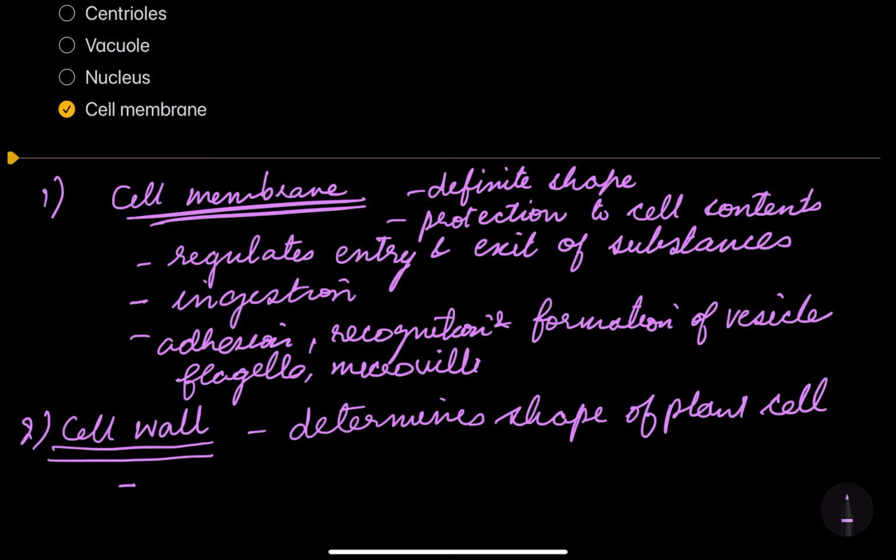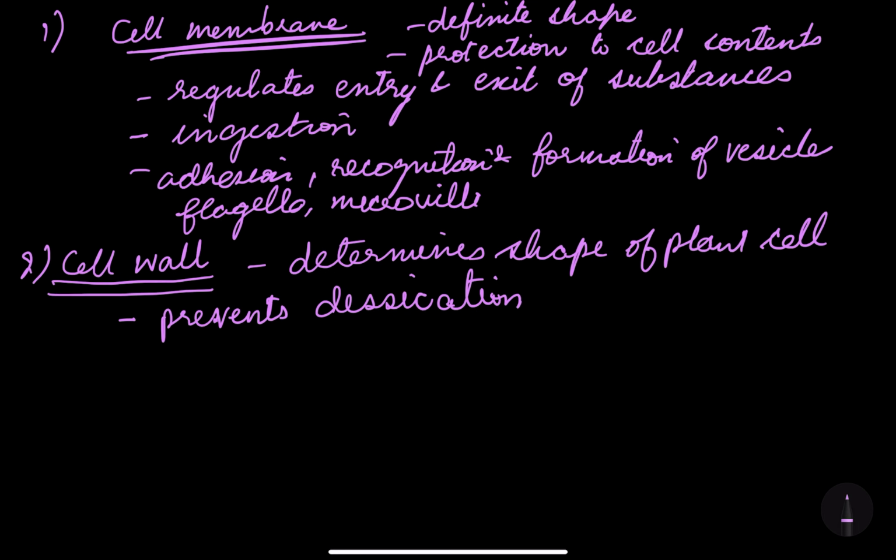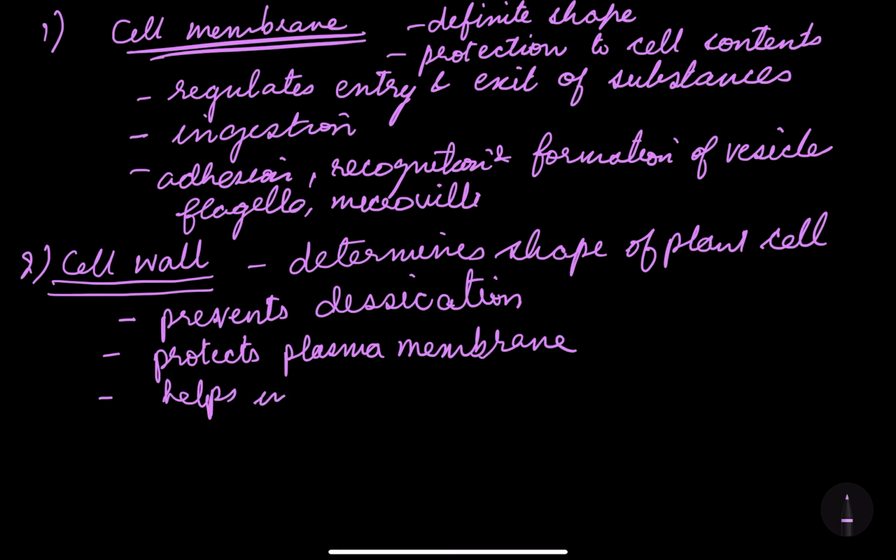Then it prevents its drying up. You can say it prevents desiccation of the plant cell. It protects the plasma membrane, which is internal to it, and also the internal structures of the cell. It helps in transport of substances across it.